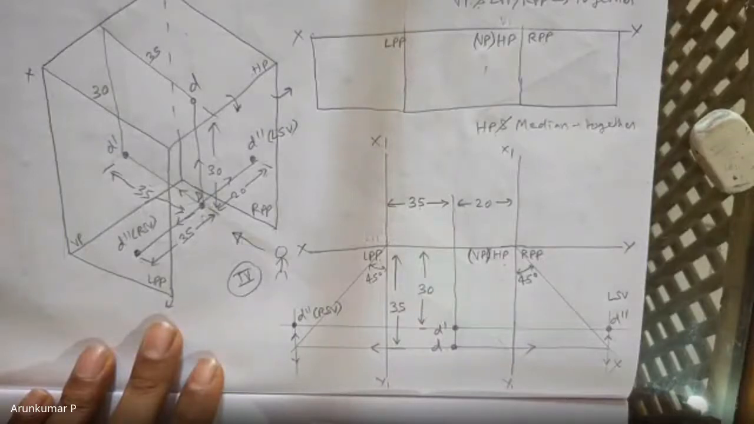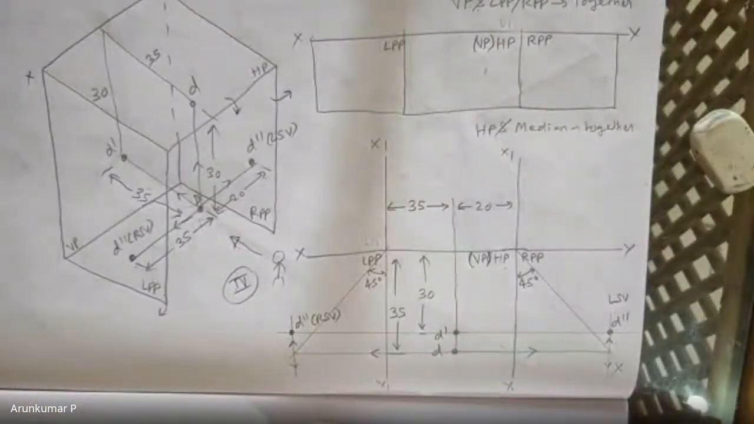So this is your regular case. Point is in the first quadrant, so VP will be above HP, and LPP, left profile plane, will be to the left of the vertical plane. Now you have to be careful here. You have to draw the projection, the vertical projection line at a distance of 25 mm from LPP. So from the LPP, you have to draw the projection line at a distance of 25 mm. And of course, median line will be besides HP, so no problem with that.